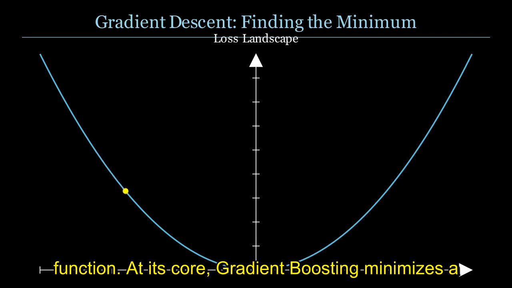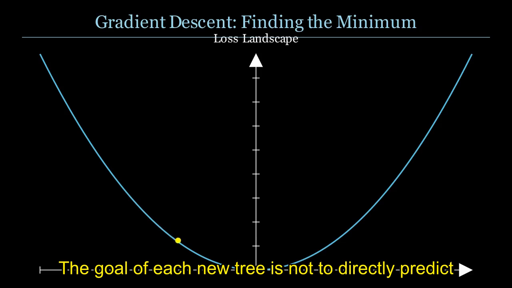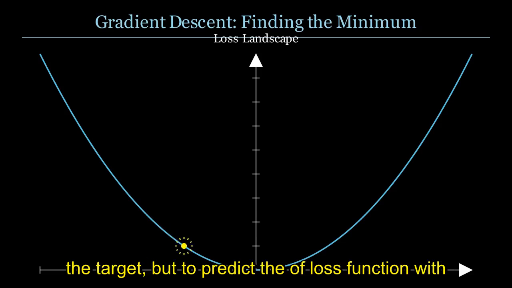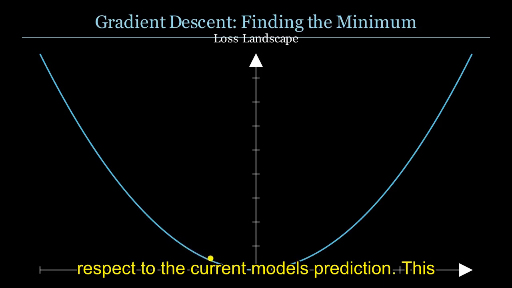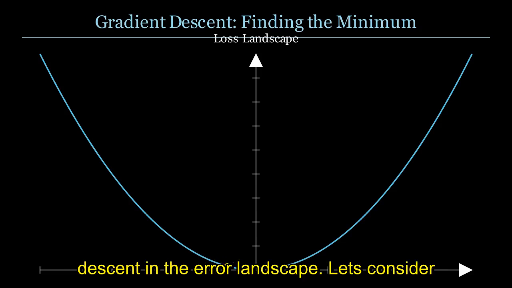At its core, gradient boosting minimizes a loss function, which quantifies prediction error. The goal of each new tree is not to directly predict the target, but to predict the gradient of the loss function with respect to the current model's prediction. This gradient points towards the direction of steepest descent in the error landscape.